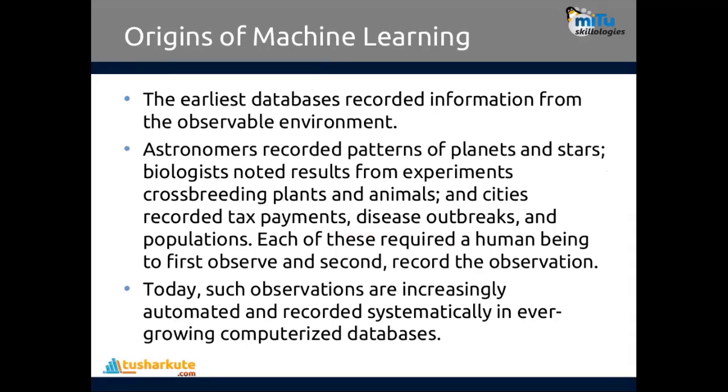Now see, some examples, like we have recorded some information from an observable environment. For example, you might know when Halley's comet is visible, when we can see Halley's comet. After a gap of 76 years, Halley's comet can be observed in space. It was seen first previously in 1986, before that 1910, and now after 76 years, we can see Halley's comet again.